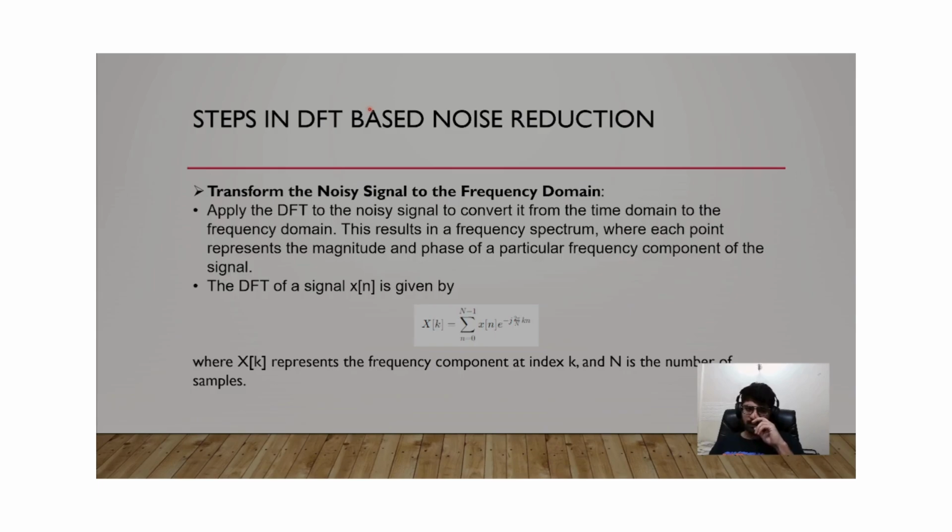Let's go step by step. Let's explain the DFT technique step by step. First, we transform the noisy signal to the frequency domain. We apply the discrete Fourier transform to the noisy signal to convert it from the time domain to the frequency domain. This gives us a frequency spectrum where each point represents the magnitude and phase of a particular frequency component of the signal. The DFT of a signal x[n] is this, where X[k] represents the frequency component at index k and N is the number of samples.